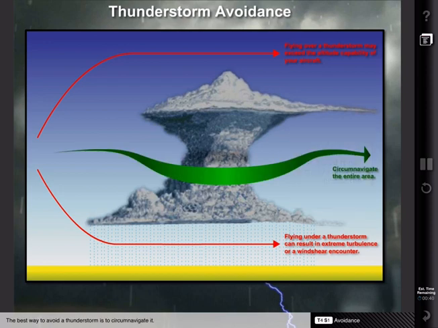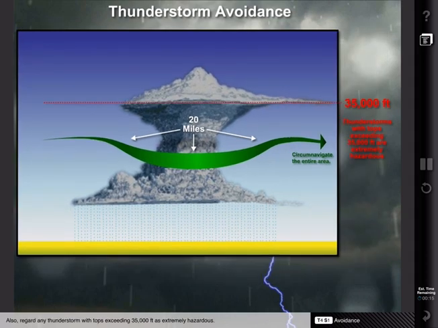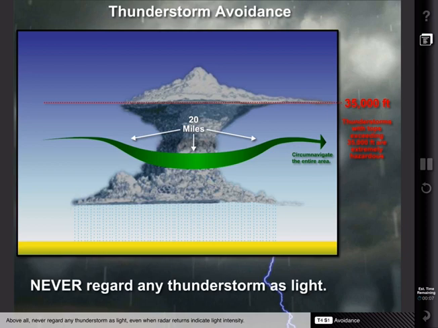Again, the best way to avoid a thunderstorm is to circumnavigate it. Keep a distance of at least 20 miles upwind from a severe thunderstorm, especially the anvil of a large cumulonimbus. Without the use of airborne radar, do not fly into a cloud mass containing embedded thunderstorms. Also, regard any thunderstorm with tops exceeding 35,000 feet as extremely hazardous. Above all, never regard any thunderstorm as light, even when radar returns indicate light intensity.